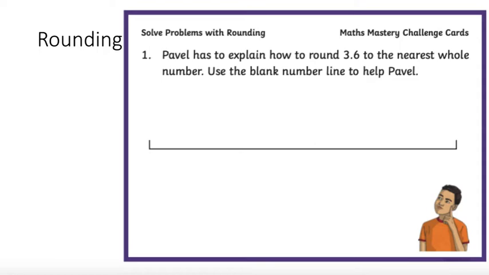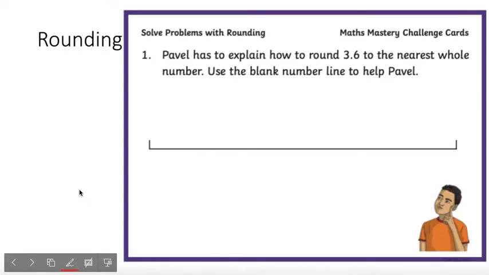Okay, let's have a look at today's lesson. We've got a couple of challenges today for our Friday challenge. So let's read our problem. Pavel has to explain how to round 3.6 to the nearest whole number. Use a blank number line to help Pavel. So we need to do some explaining for this.